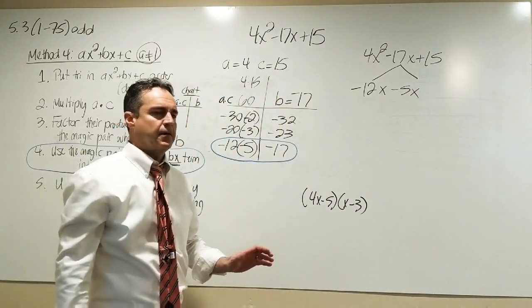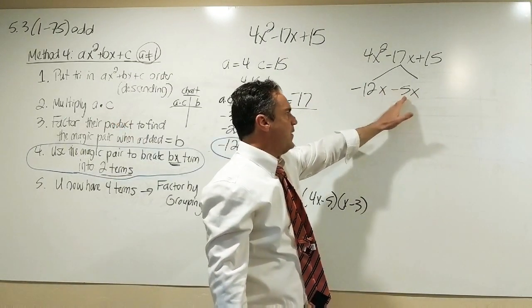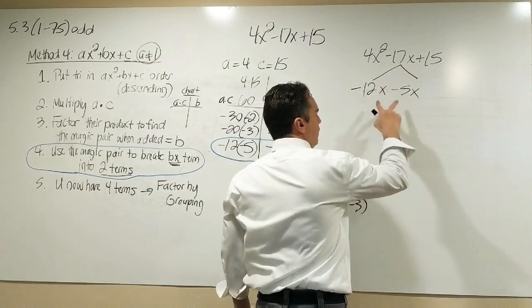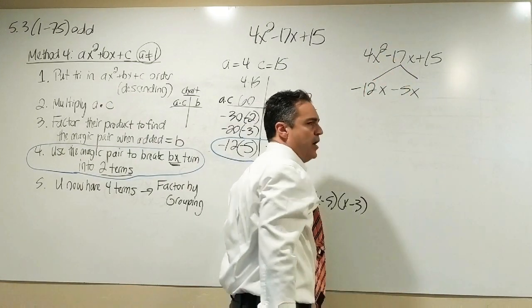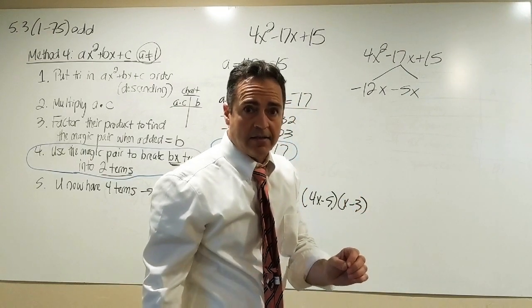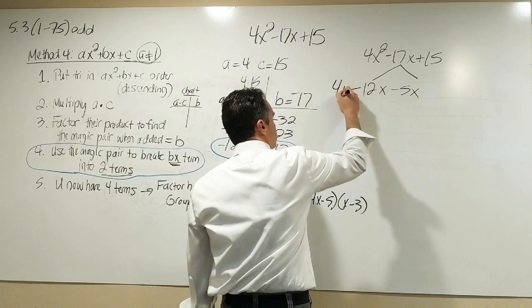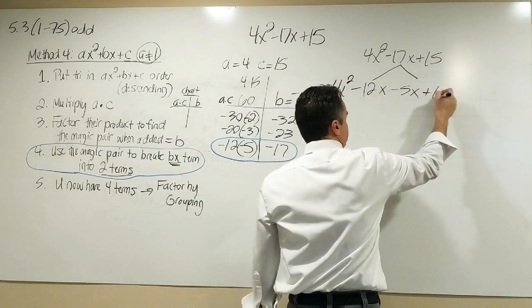Think about that for just a second. Negative 12x minus 5x, when brought together, makes negative 17x. Do you agree that these two things and that one thing are the same? Yes, absolutely, they are the same. And then you drop down the other terms, 4x squared and plus 15.